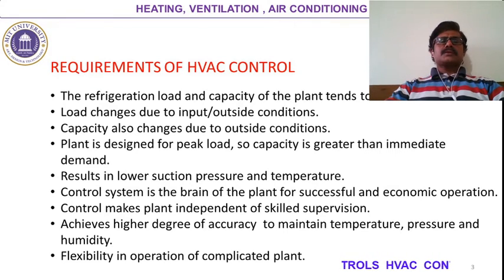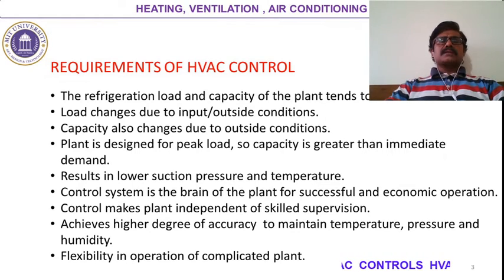Such situations normally result in a lower suction pressure and temperature, that is, the evaporation pressure and the evaporation temperature. So to take care of these changes in the pressure and the temperature, we should also vary the flow rate of the refrigerant in the different components of an air conditioning system, for which we need the different types of controls.